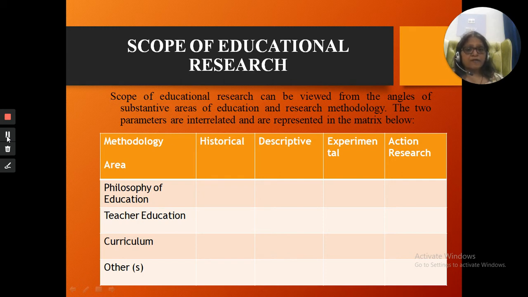And we can have different areas and methodologies for going into these types of areas. Like we can have historical research in philosophy of education also. We can have descriptive research in philosophy of education also. Experimental research can be conducted in philosophy of education, and we can go for action research as well.